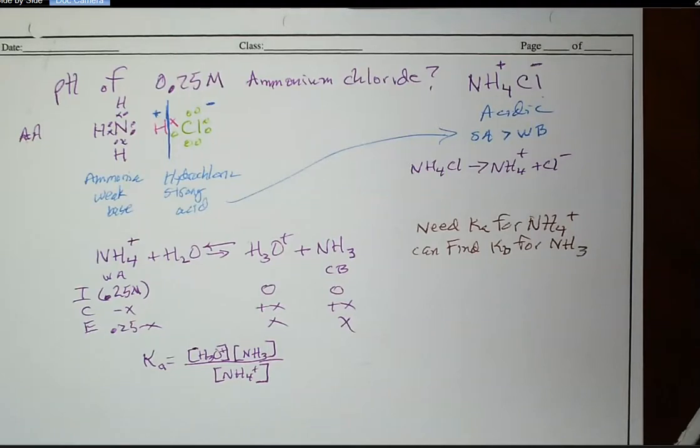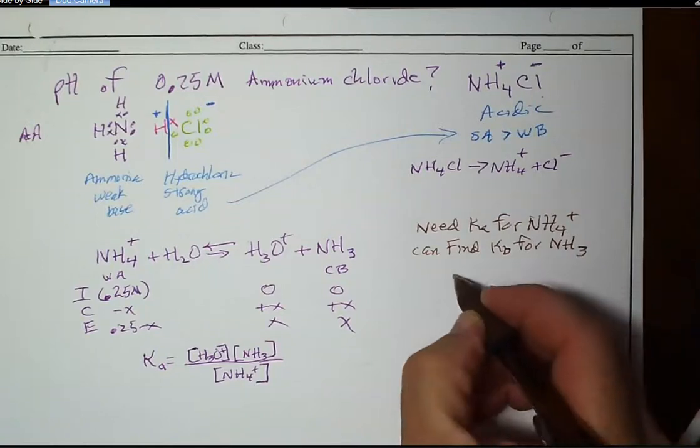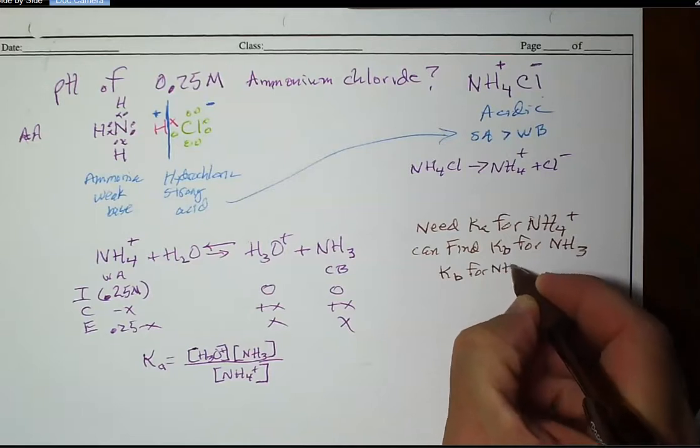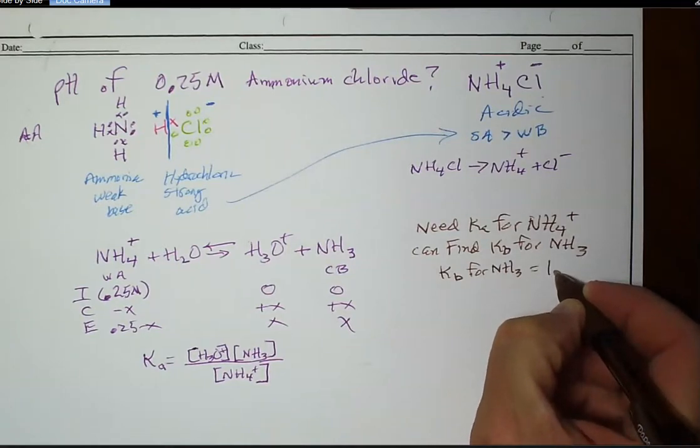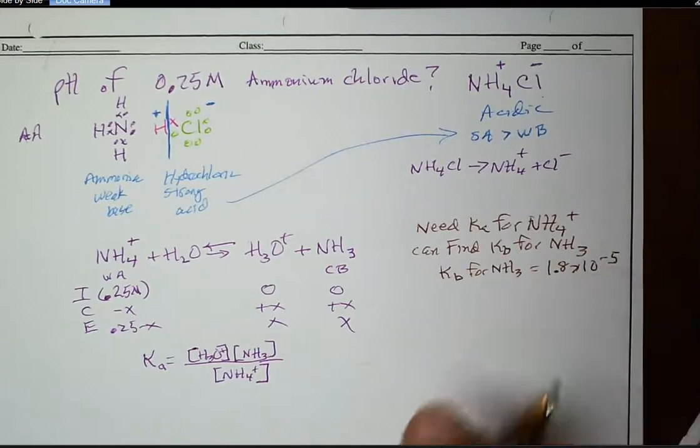I'm going to round this one off because I think that's what our book does. For ammonia, Kb is 1.8 times 10 to the minus 5. Now this text actually calls it 1.76, but I believe 1.8 is close enough. Okay, now the relationship to remember.